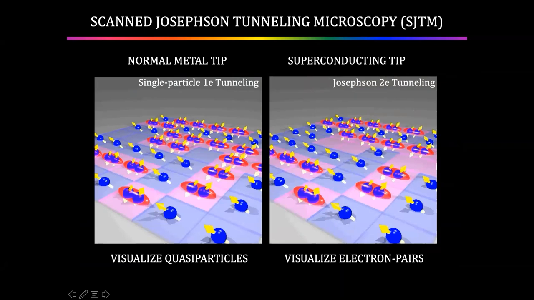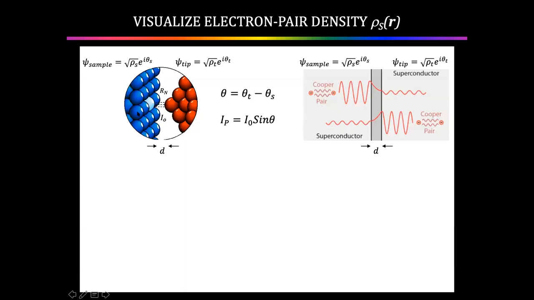Technically, it's very difficult. If you consider a Josephson tunneling model between the sample and the tip, here's the last, and now this is a superconducting tip. Here's its superconducting order parameter. Superconducting sample, here's its superconducting order parameter. Here's a tunneling picture. The Cooper pair in the tip can tunnel to the sample. Cooper pair in the sample can tunnel to the tip. And there's a barrier of thickness D, a vacuum barrier between them.